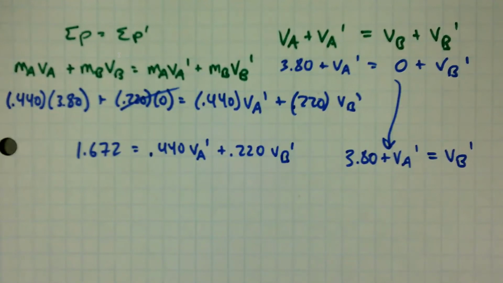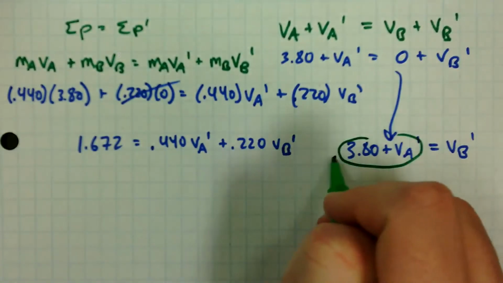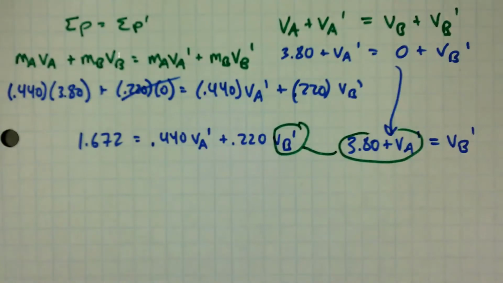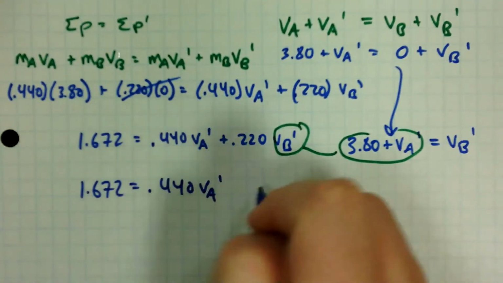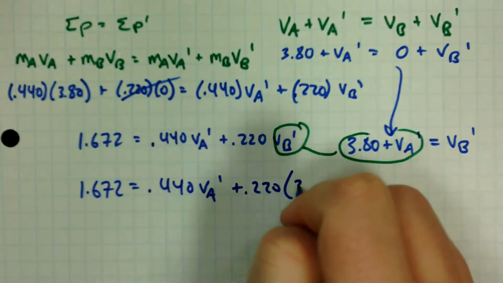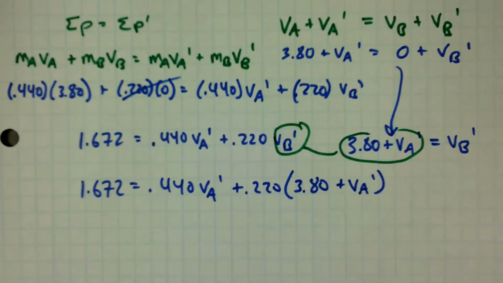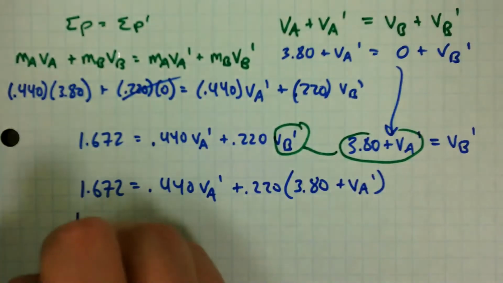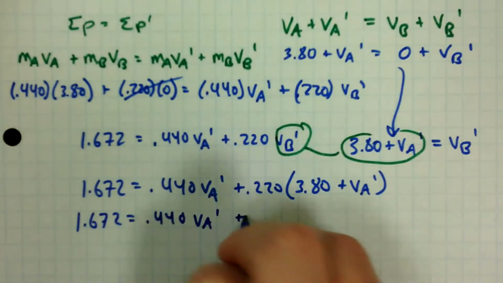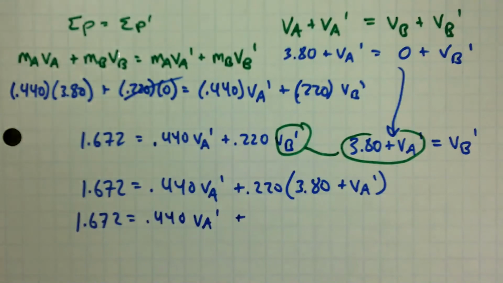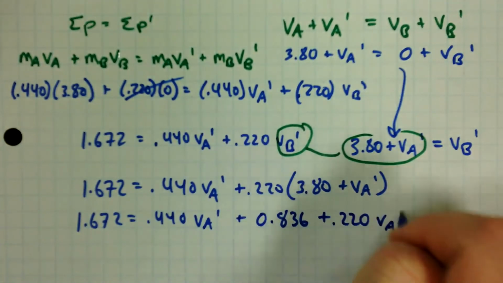You would plug it in. Yeah, so you want to substitute this thing into there, right? So we've got 1.672 equals 0.440 VA prime plus 0.220 quantity, 3.80 plus VA prime. So 0.22 times 3.8 is 0.836 plus 0.220 VA prime.